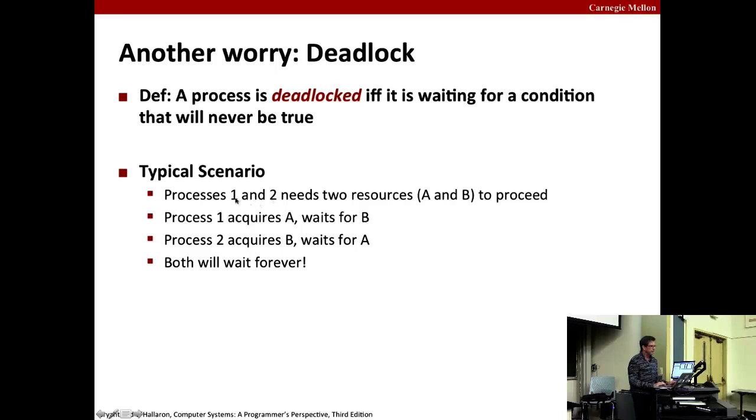So, for example, let's say you've got two threads, 1 and 2, that need two different resources, A and B, in order to proceed. So they have to do a P on the mutexes associated with these two resources. Let's say thread 1 acquires A. So it does a P on A's mutex. That succeeds, so it acquires that resource. And then it gets preempted by thread 2, which acquires B first.